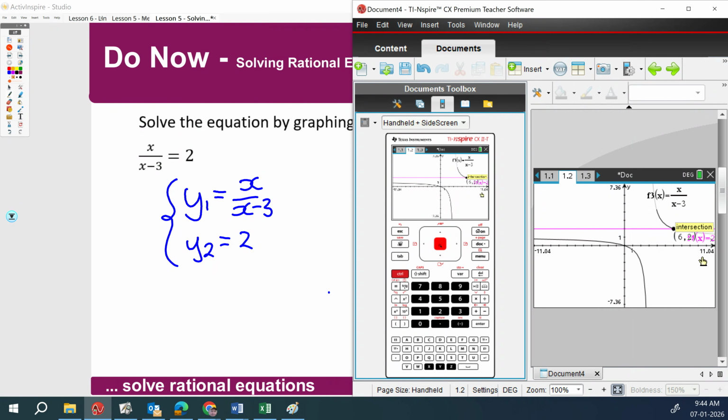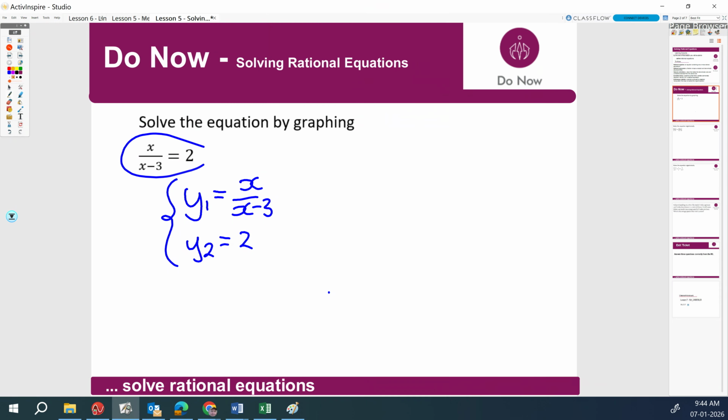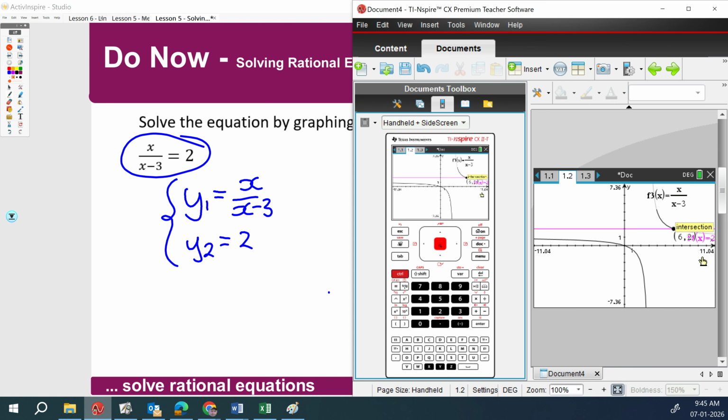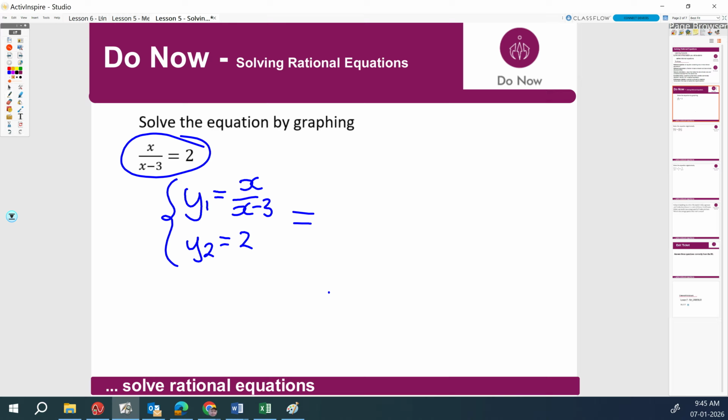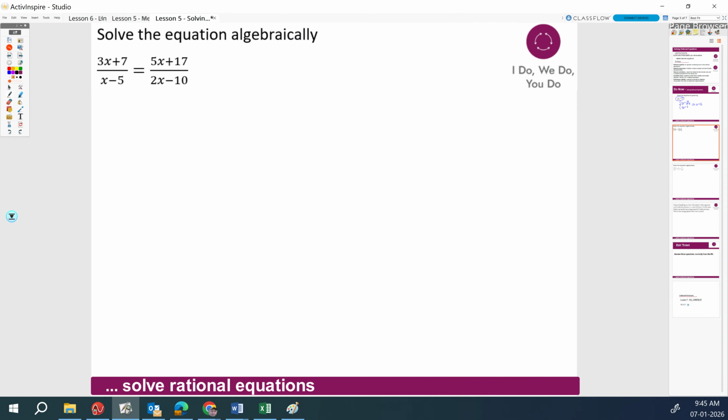Now, in the equation that we're looking at here, there is no y. This is just a one-dimensional equation in terms of x. So we've turned it into a two-dimensional problem when we've drawn our graph, but the y is irrelevant. The reason that the y value is 2 is because the second equation is y equal to 2. That's irrelevant. Our answer to this is that x is equal to 6. Okay. Have a go now at solving this one algebraically.